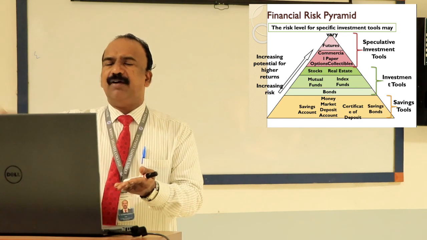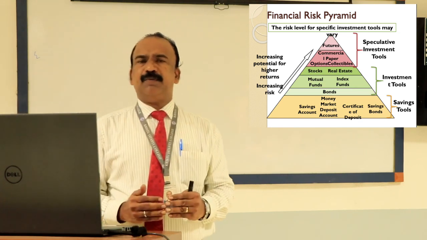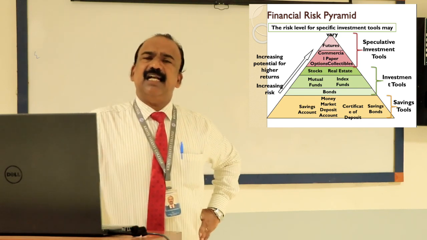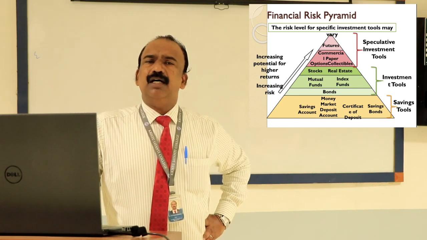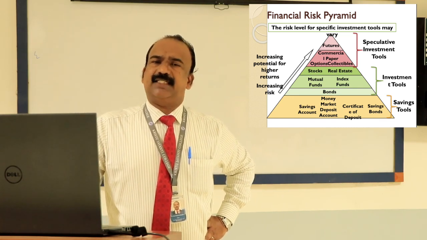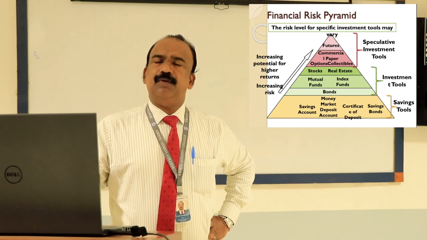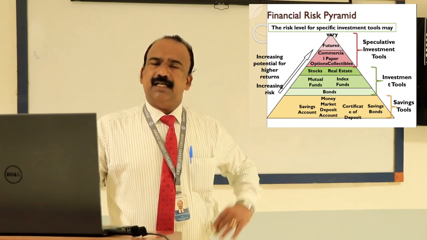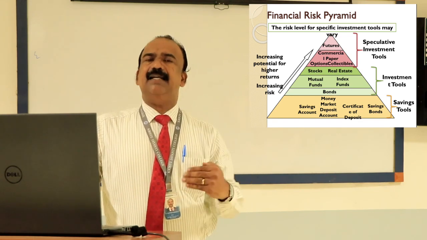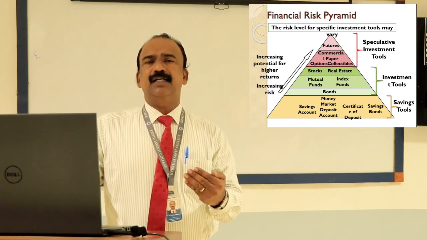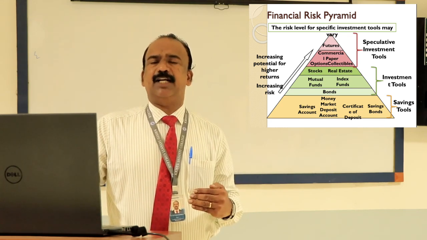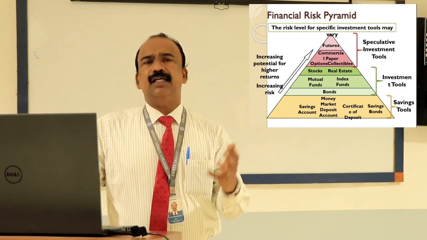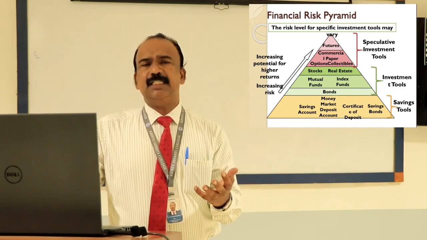When you look at the bottom of the pyramid, the return is very low. When you invest in bank deposits, the return is relatively low. When the return is low, the risk is also low. Moving to the next layer, it is called bonds or debentures. The return is relatively higher than bank deposits. Debentures offer a higher return than bank deposits. So if bank deposits give, say, 9.5%, debentures offer 11% or 12%.